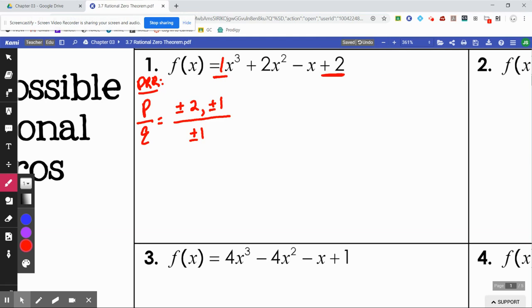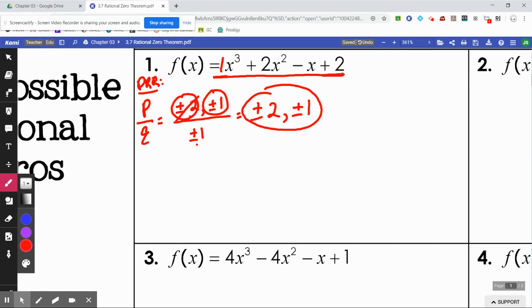Now, what we're going to do is find every combination of these terms over these terms. And what I mean by that, let's start out with 2. Let's do 2 over 1, which would be positive and negative 2. We're done with this one. And then move on and do positive negative 1 over 1, which would be positive or negative 1. And that's it. Positive 2, negative 2, positive 1, negative 1 are all the possible rational roots of this function.